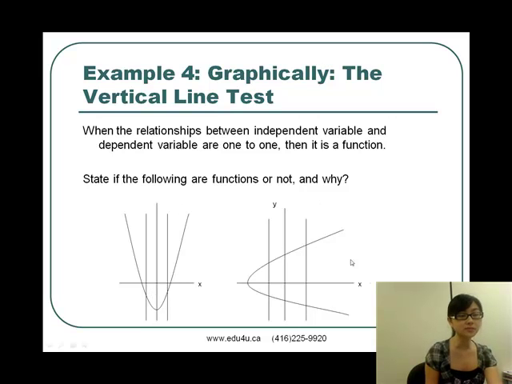Let's take a look at the one that's on the right side, and look at the number of intersections between the vertical line that I have drawn and the actual graph itself. There are 1 and 2 intersections. And it doesn't matter where I draw my straight line, there will always be more than one intersection. Therefore, I can conclude that the one on the right is not a function.